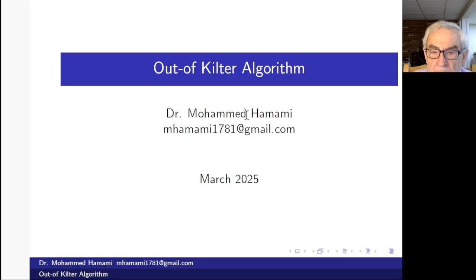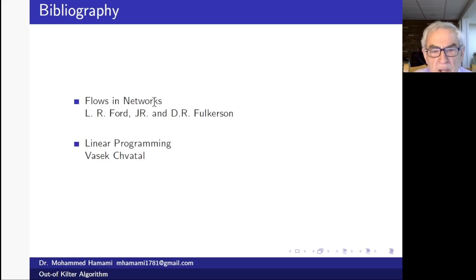Now there are two books that I strongly recommend among many other books on the same subject, and of course about linear programming. The first one is called Flows in Networks, and the authors are Ford and Fulkerson. These two mathematicians are the ones that derived this type of algorithm. For example, the out of kilter algorithm is often referred to as the Fulkerson algorithm.